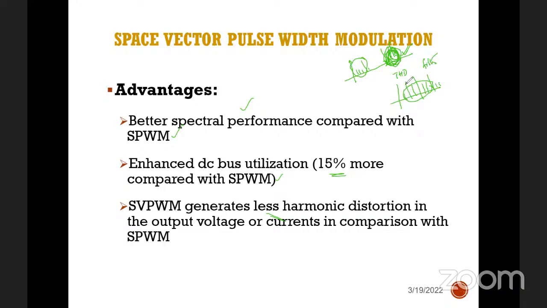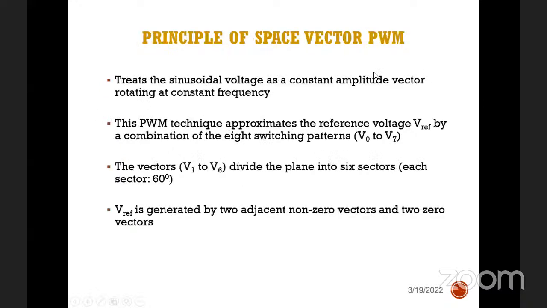It cannot be eliminated, lower order harmonics. By using space vector pulse width modulation, these lower order harmonics will be shifted towards the higher order, and this higher order we can eliminate or simply take out by using filters. Okay, that is a basic advantage here. Because of that, most of the research is going on pulse width modulation techniques.